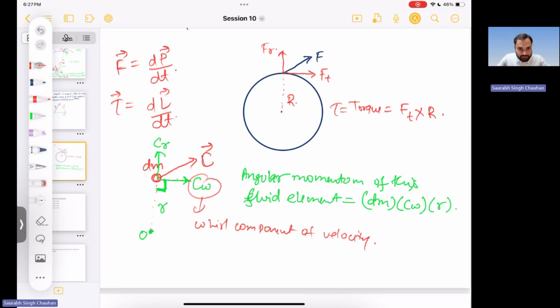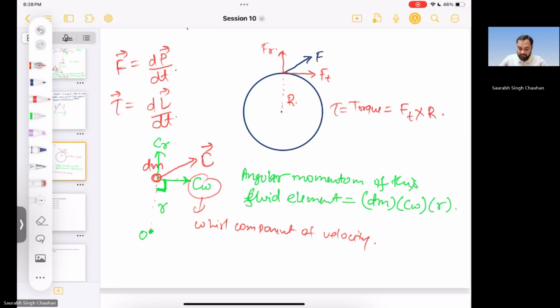So whirl component of which velocity? Relative velocity or absolute velocity? The answer is absolute velocity, because we are doing all the analysis in our reference frame, and we are at rest. We are not rotating.